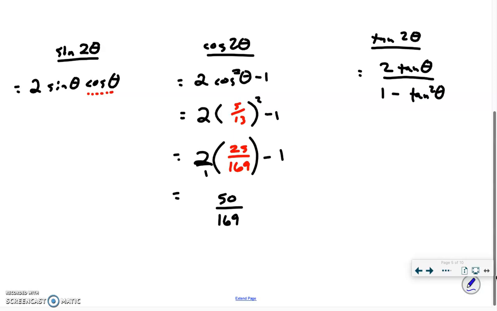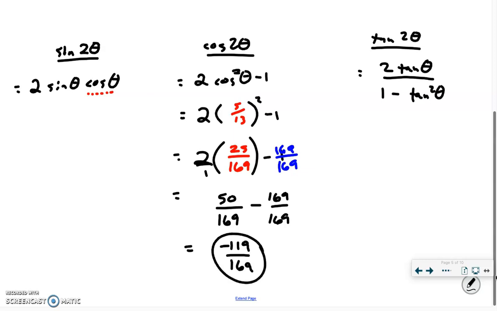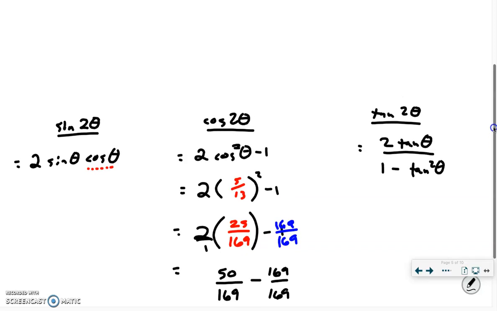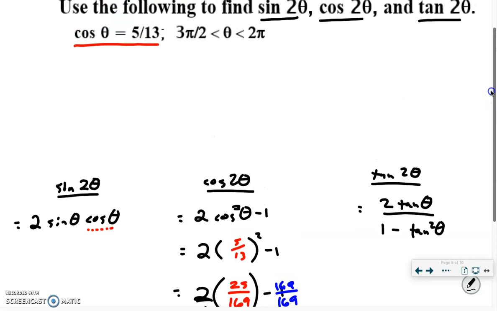Hopefully we're okay with me using this little cheat here. 1 is really just going to be 169 over 169. So if I were to look at this, 50 over 169 minus 169 over 169, that's going to lead me to be able to actually answer this question and say that that's equivalent to negative 119 over 169. Okay, so we found the cosine double angle. Sine and tangent, though, we need more information.